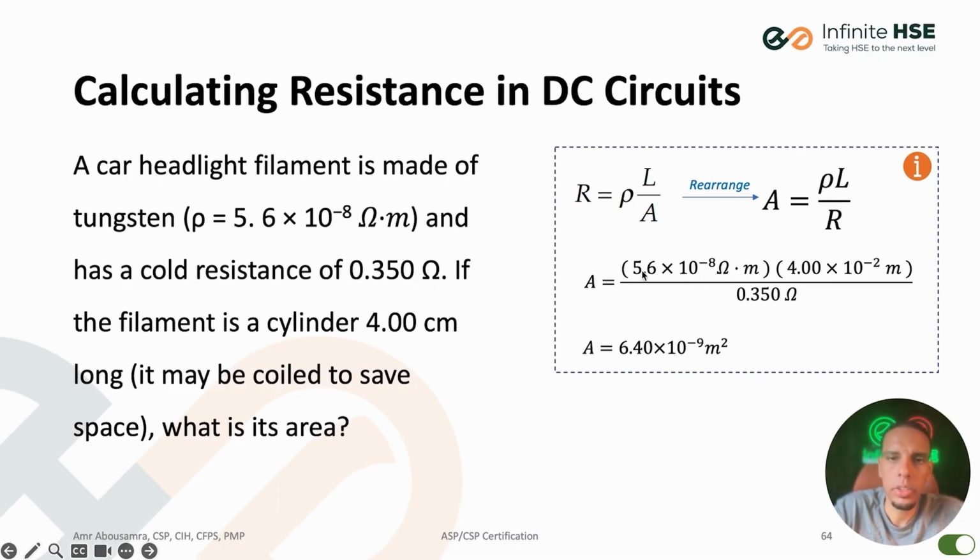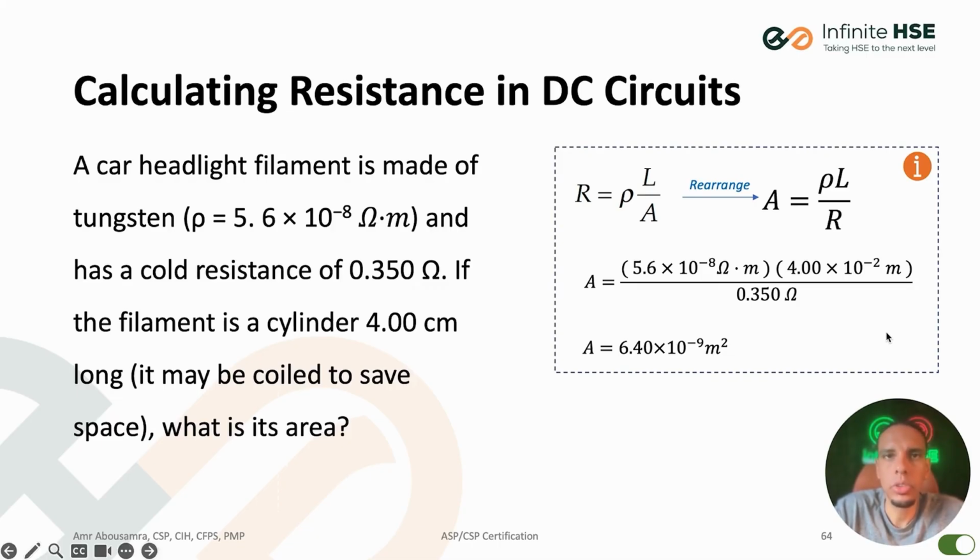And I'll take these numbers, which are 5.6 times 10 to the power of minus 8 multiplied by 4. Here they've given it to me in centimeters, and this is one of the things you really need to pay close attention to in the exam. You need to know the unit for each of these symbols. We said that the unit should be in meters, but here it's given to you in centimeters. That's why he multiplied the 4 by 10 to the power of minus 2 to convert those 4 centimeters to meters, and then divided by the resistance, which is the ohm.